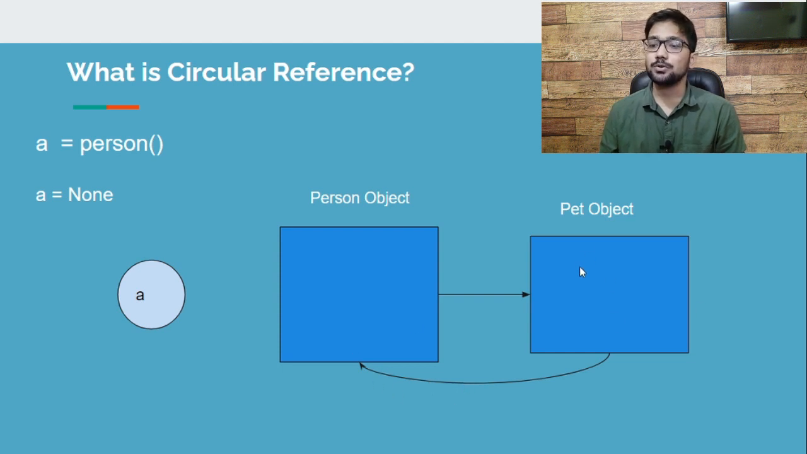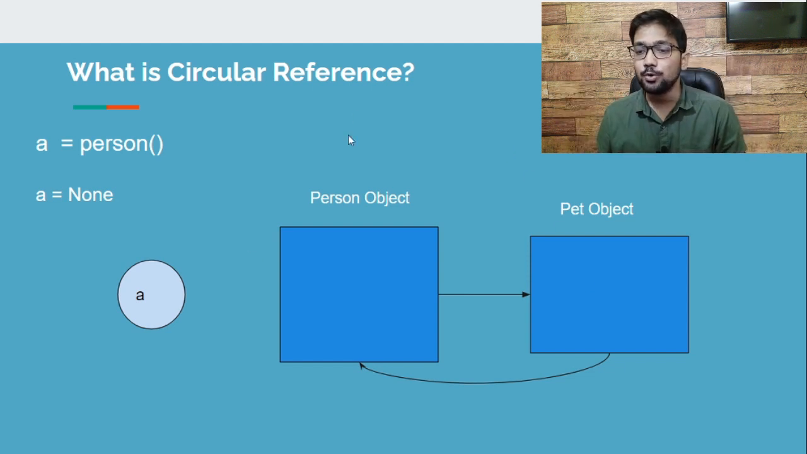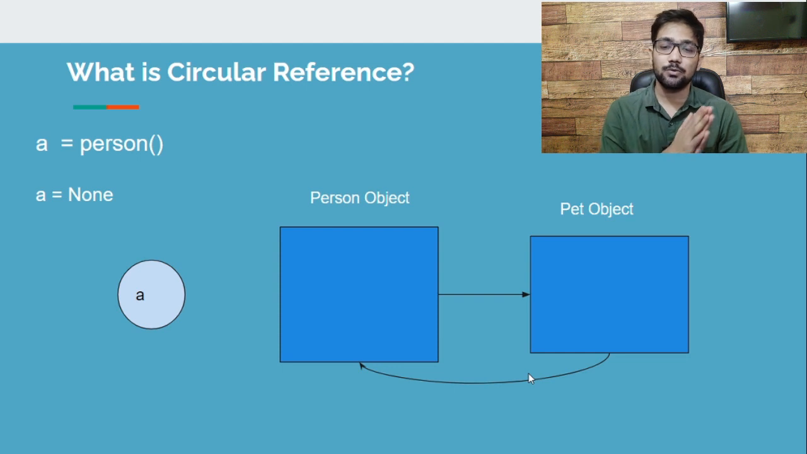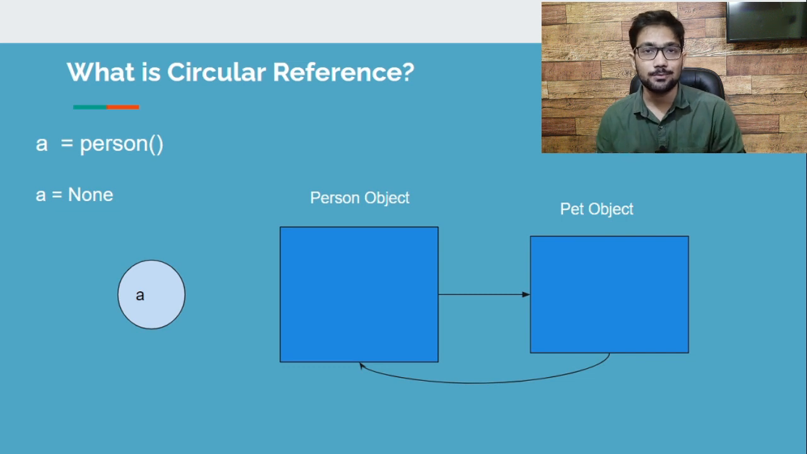And this pet object also has a reference count of 1 because the person object is referencing the pet object. So both of these objects have a reference count of 1. So the reference counting algorithm will never be able to deallocate this particular type of object, and they will be in the memory forever. To tackle this problem, Python uses something called generational garbage collection.